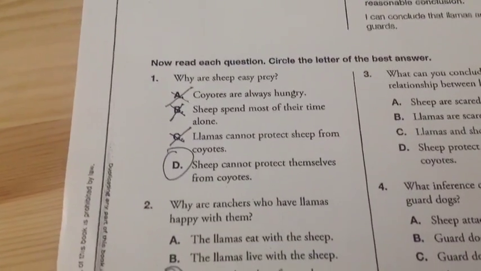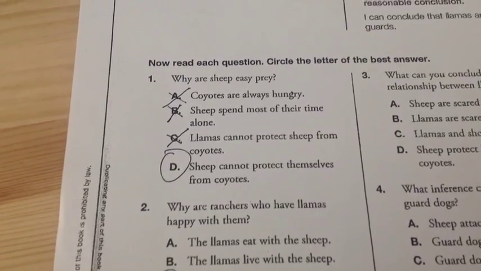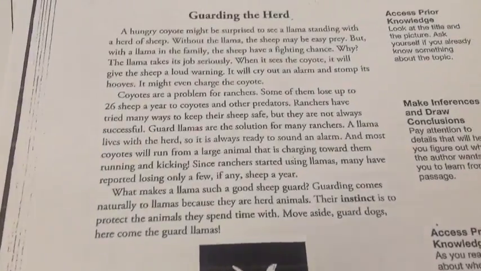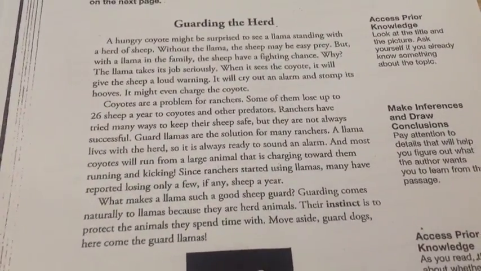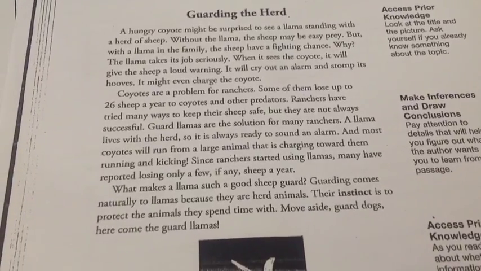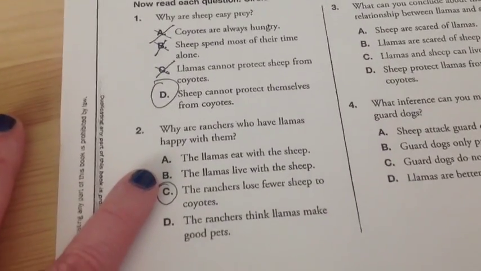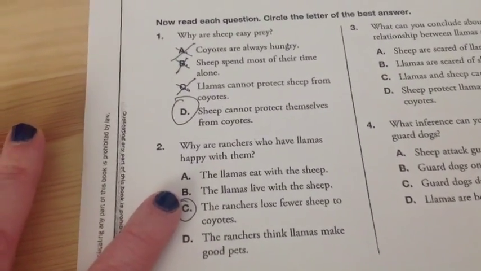Let's look at number 2. Why are ranchers who have llamas happy with them? Well, if we look at a detail from the story, we would see that it says, since ranchers started using llamas, many have reported losing only a few, if any, sheep a year. That lets me know that the answer is C. The ranchers lose fewer sheep to coyotes. Of course that would make them happy. Please do questions 3 and 4 on your own.